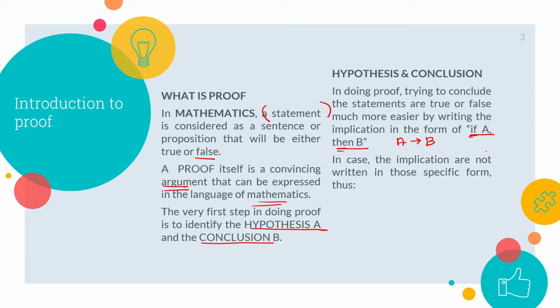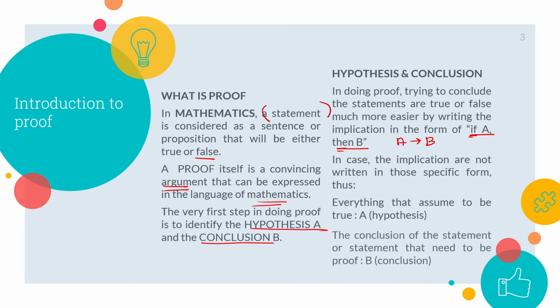In case the implication is not written in those specific forms, so there is a case that the question is not written in this form, so what do you want to do? So you have to find the hypothesis and the conclusion from the sentences using the definition of the hypothesis and the conclusion itself. So what is hypothesis? Hypothesis is everything that you assume to be true, and the statement itself that you need to prove will be the conclusion.